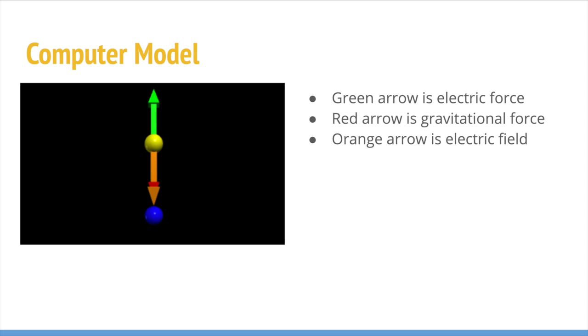The yellow and the blue spheres are both electrons, point electrons on the pieces of tape. The green arrow is the electric force and the red arrow is the gravitational force. The orange arrow pointing into the blue sphere is the electrical field for that sphere. And that concludes my presentation.